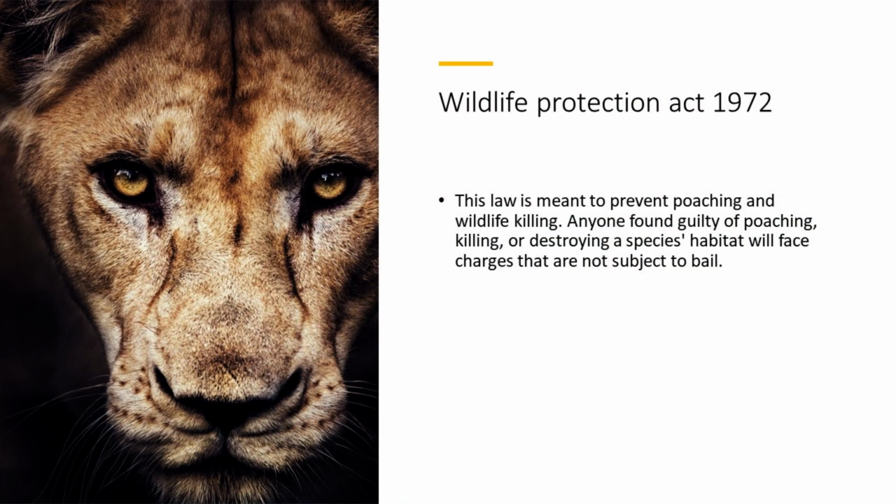Slide 14. Wildlife Protection Act 1972. This law is meant to prevent poaching and wildlife killing. Anyone found guilty of poaching, killing, or destroying a species' habitat will face charges that are not subject to bail.